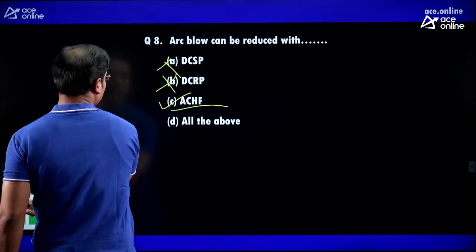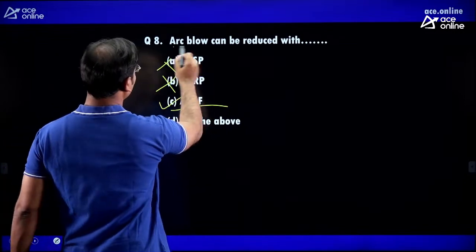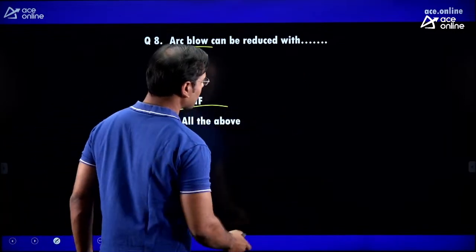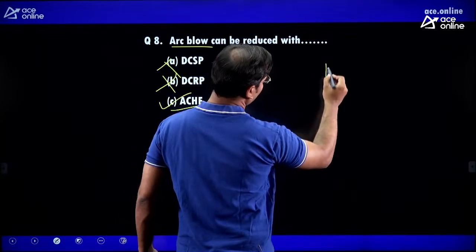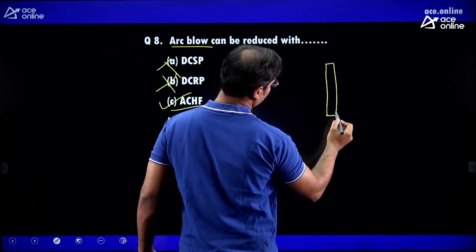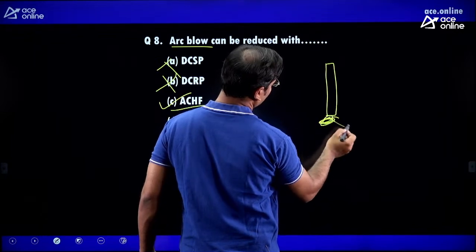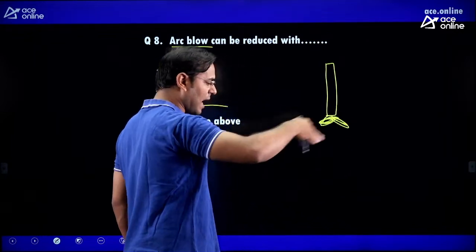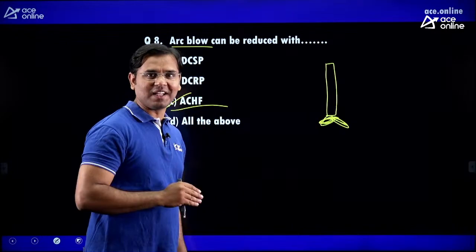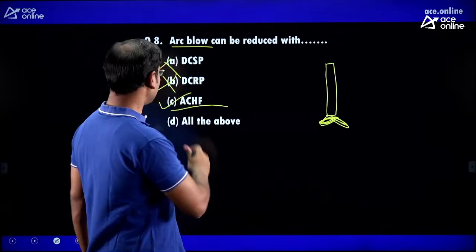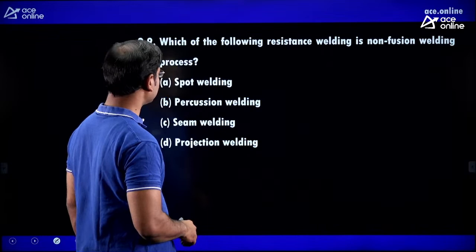Arc blow means the arc is flowing, the arc is moving. How can the arc flow? Just see, this is the electrode. Then the arc can go here like that, or the arc can go here like that. It is known as arc blowing, and it can be avoided with alternating current high frequency.